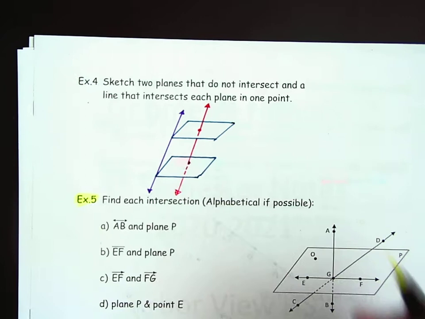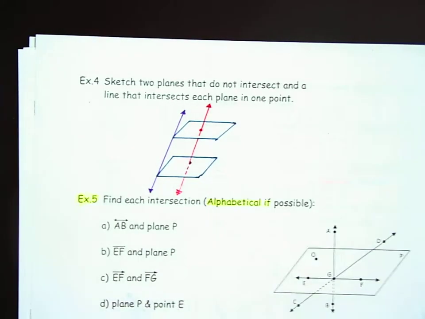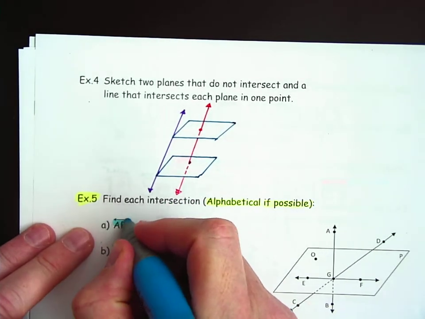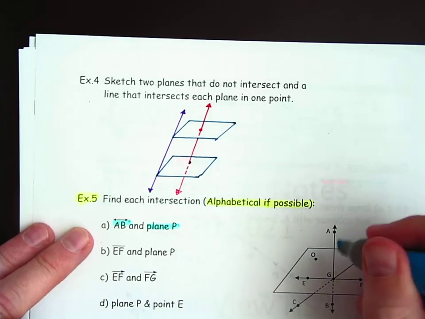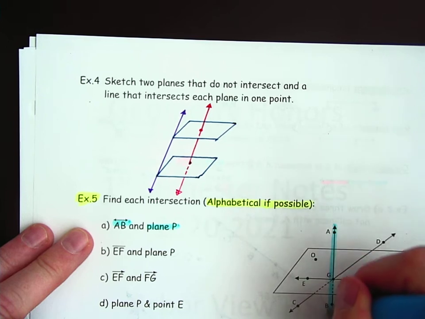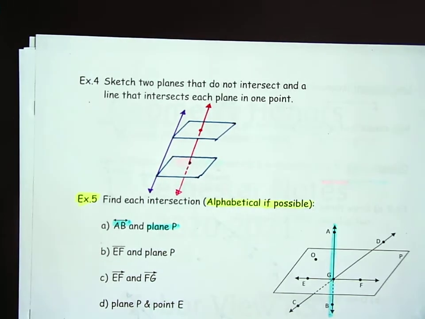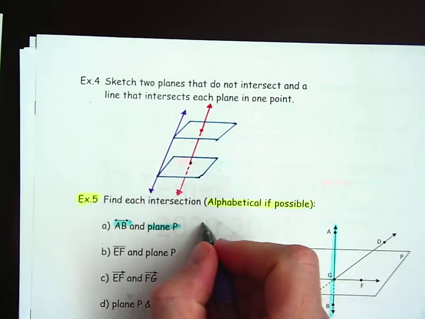It gives some students some problems. So again, alphabetical if possible. Okay, so name the intersection of these things. So line AB, and now this is going to get too messy if I highlight the whole thing, but so line AB and plane P. So line AB is right there, and plane P. So if you think about that, that's like the pen piercing the paper, so it's going through at G. So it's just point G.